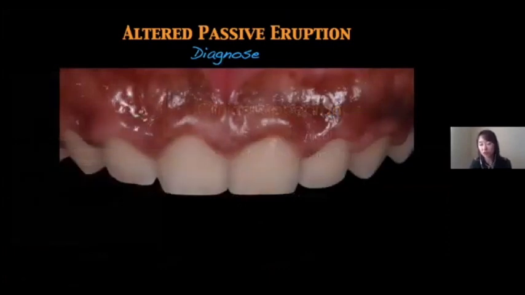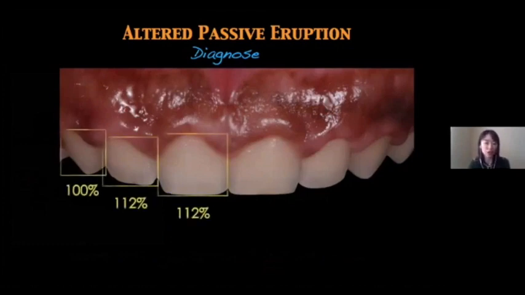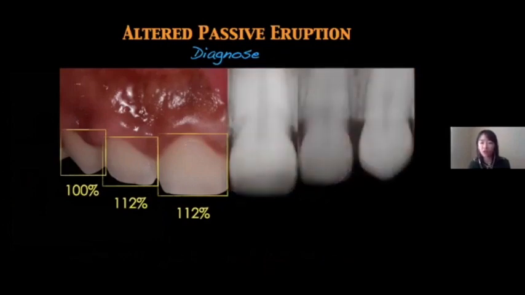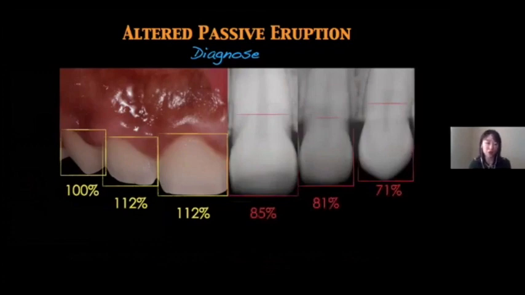For example, if this patient presents in your clinic, you can quickly tell those teeth are very square, and the width-to-length ratio is almost 1:1, like 100%. Then if you take a close view of the patient's X-ray, draw a rough line at the CEJ and draw a square box, you come up with a ratio of around 70 to 80%. There's a discrepancy between the clinical appearance and the X-ray, and this gives you a hint. This case will most likely be altered passive eruption.